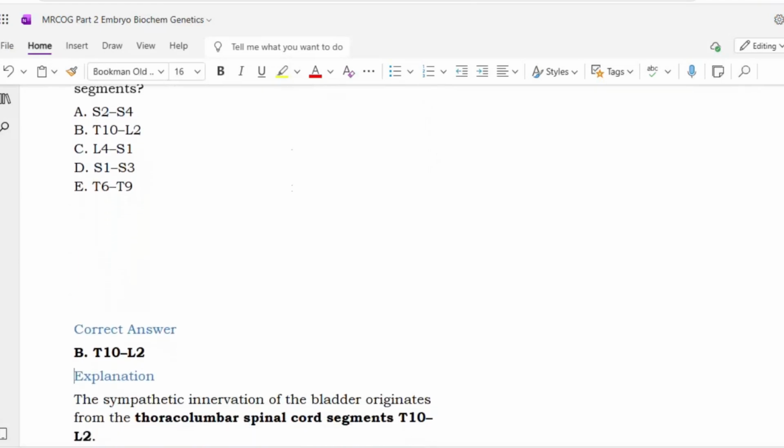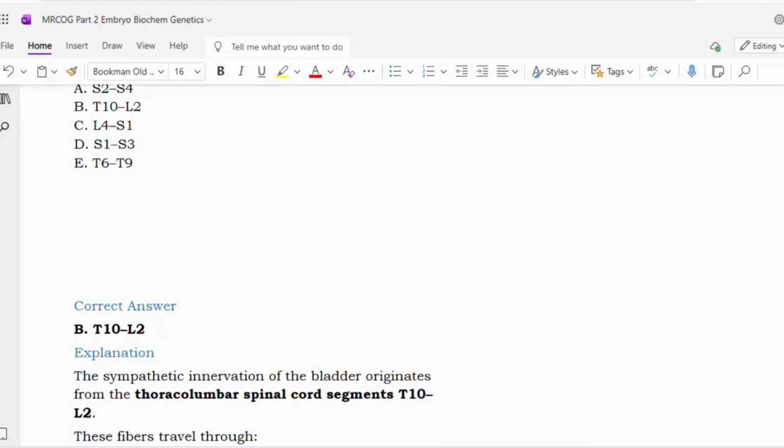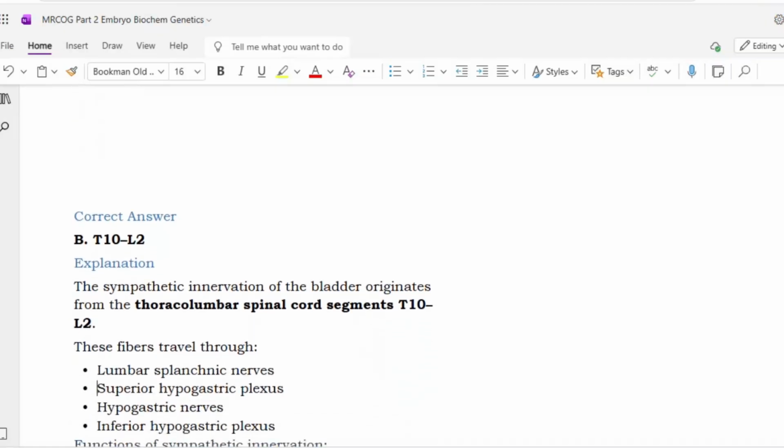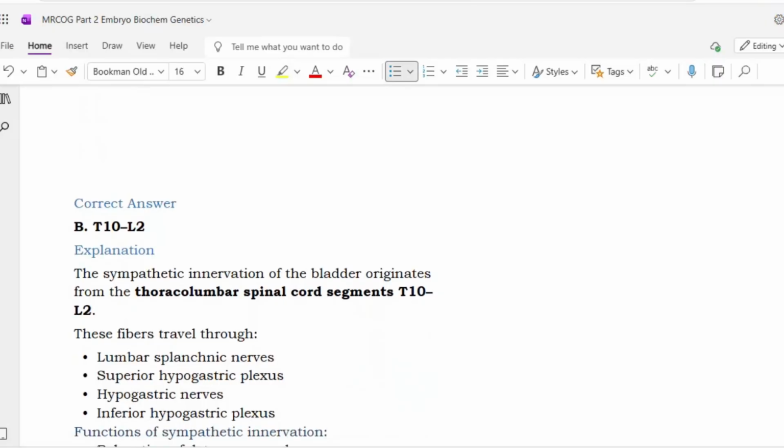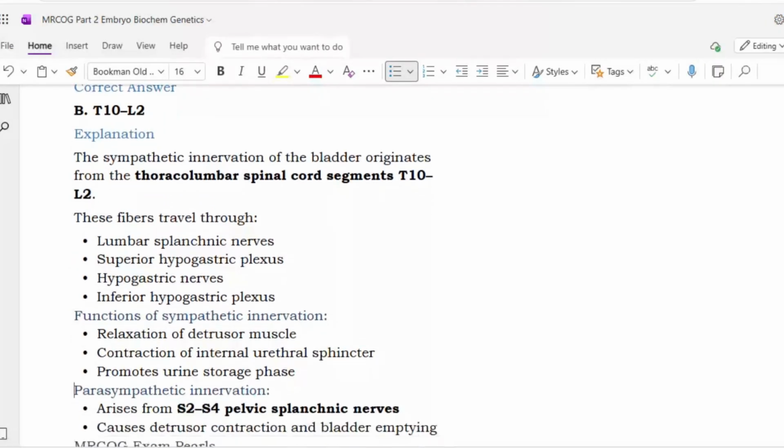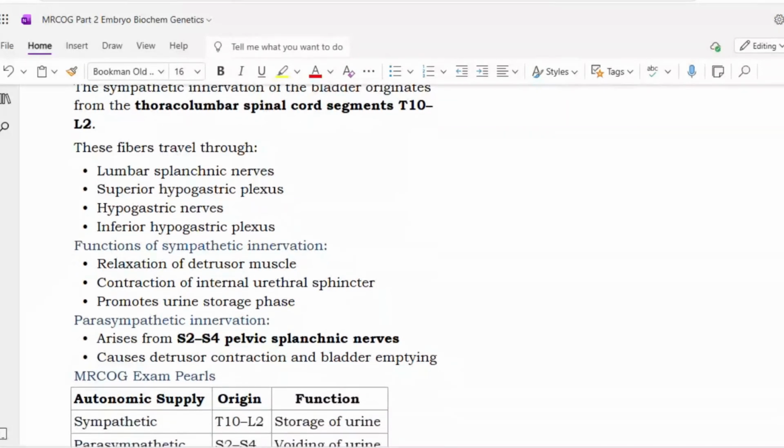Yes, in the sympathetic innervation of the bladder, they are asking about sympathetic. Please concentrate on what the question is. The sympathetic innervation of the bladder originates from the thoracolumbar spinal nerves, the segments T10 to L2. The fibers travel through the lumbar splanchnic nerves, superior hypogastric plexus, hypogastric nerves, and inferior hypogastric plexus. The function of the sympathetic innervation is relaxation of the detrusor muscle, contraction of the internal urethral sphincter, and promotion of the urine storage phase. Your answer comes when we discuss the parasympathetic innervation. It arises from S2 to S4 pelvic splanchnic nerves, causing detrusor contraction and bladder emptying.